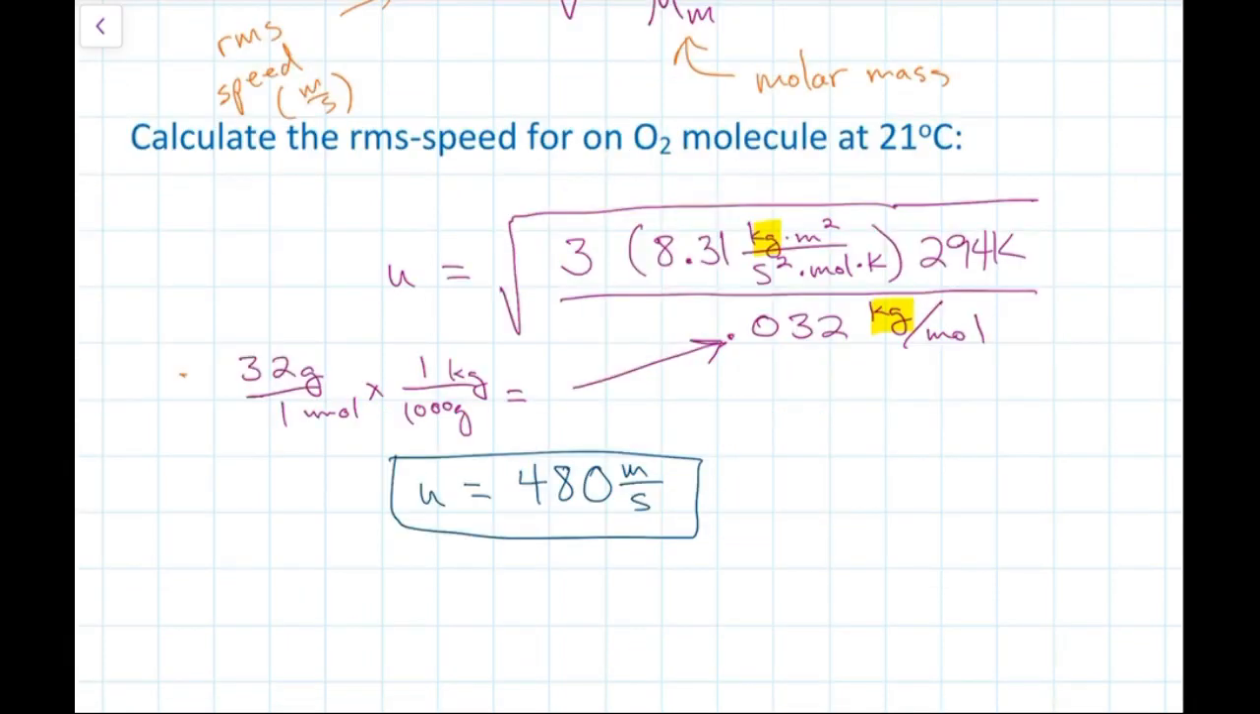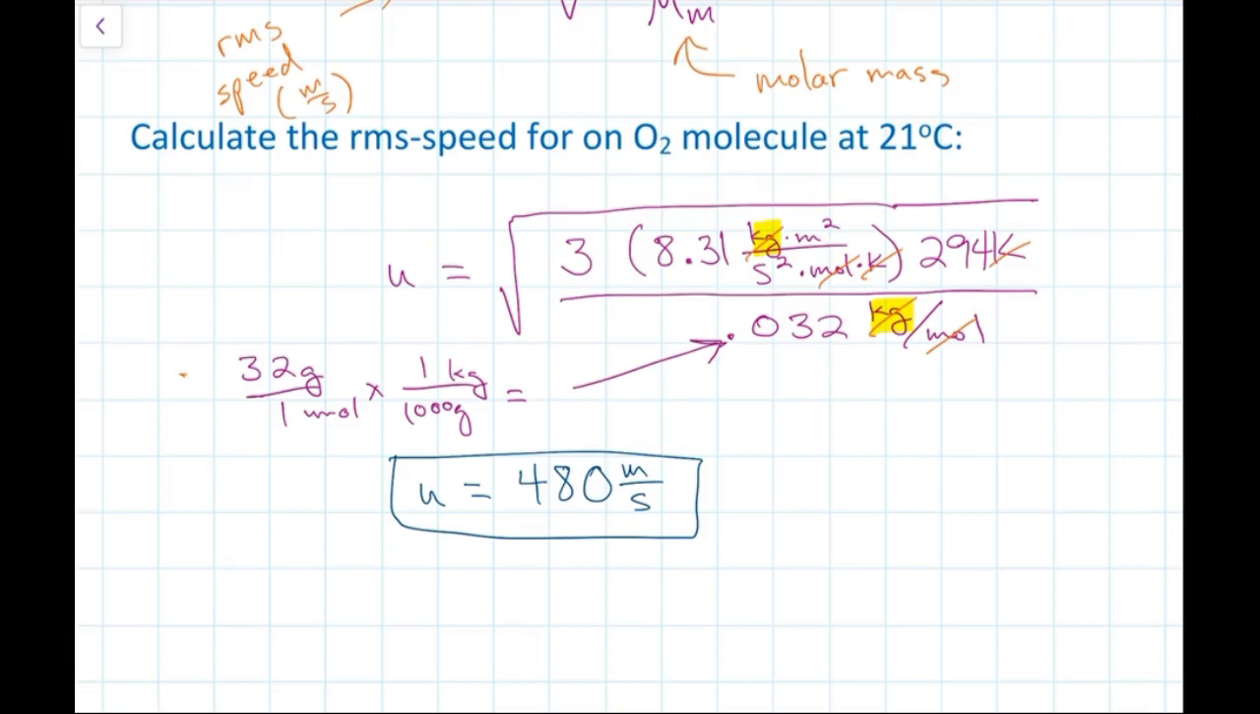Okay, so you should have ended up with about 480 meters per second, and that's 2 sig figs. If we look at the units canceling up above, kilograms of course did cancel, moles canceled, kelvins canceled, and so I've got meters squared over seconds squared left behind, and then when I take the square root, of course those 2's go away. So 480 meters per second, pretty fast.